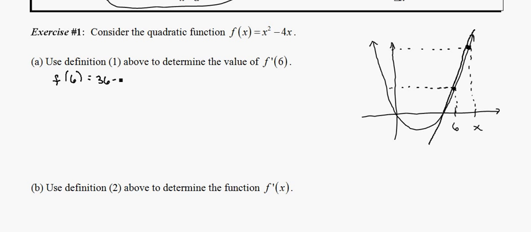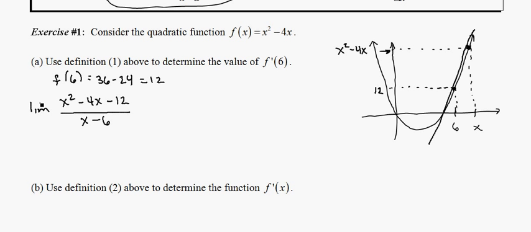It's obviously 36 minus 24. That's equal to 12. So this value is 12. Now what we're going to say about this value up here is it's x squared minus 4x, right? This one right here. So the slope is x squared minus 4x, that's y2, minus y1, over x2 minus x1. That would give us the slope of that secant line. And now what we'd like to do is make that second x value slide into 6.